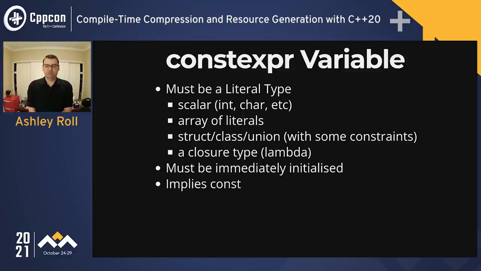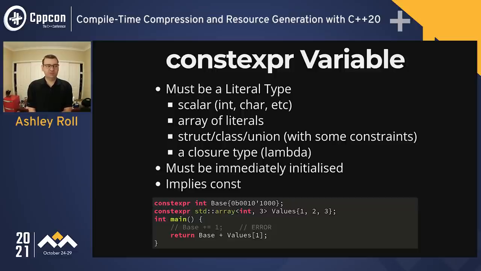And it implies const. So if we have a very quick example, we declare a constexpr int and give it a value. We could create a constexpr array and fill it. And we can then use those things. So note that it's constant. So I can't add one to the base, but I can use it in an expression.